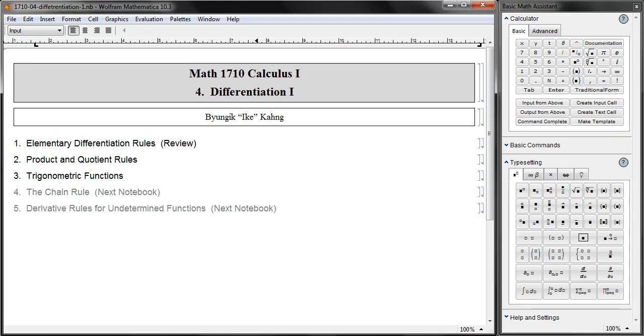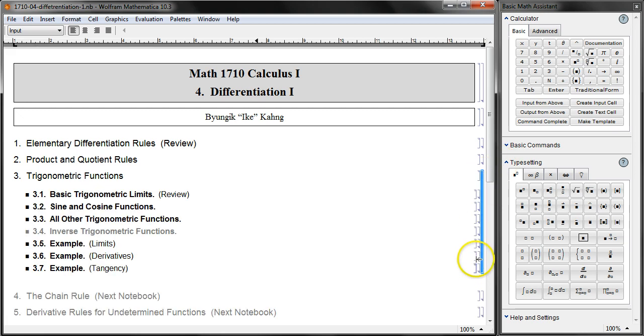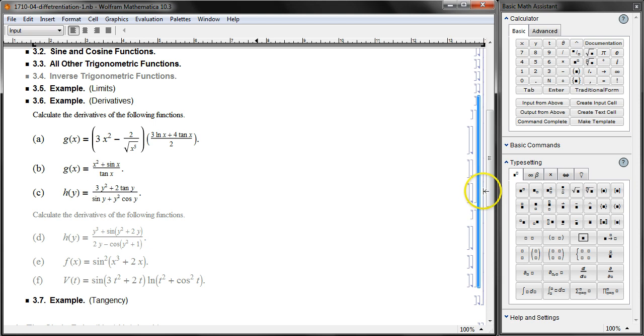Welcome back, students. Let's resume our discussion on trigonometric functions. We went through some limit problems. Now this time let's work on the derivative problems.